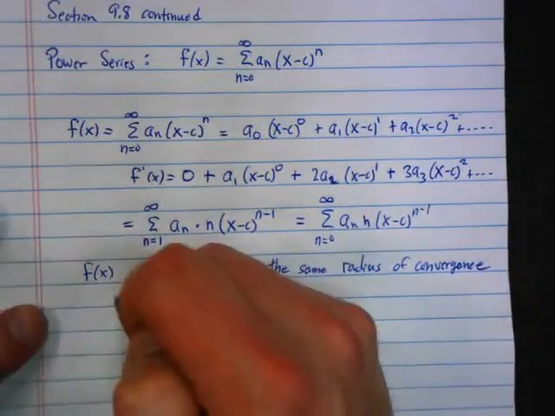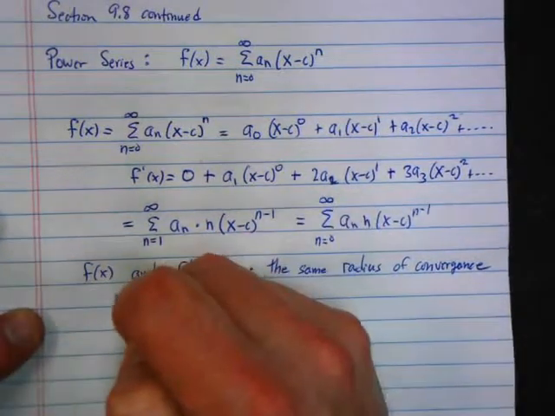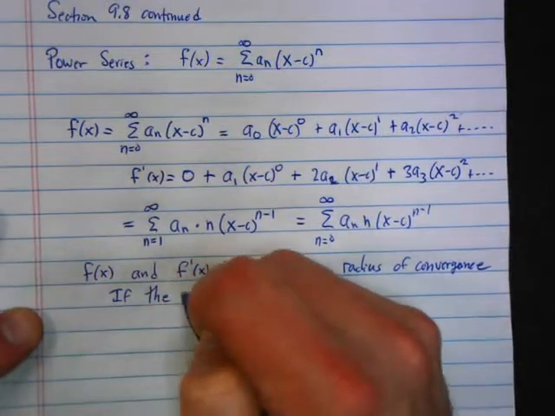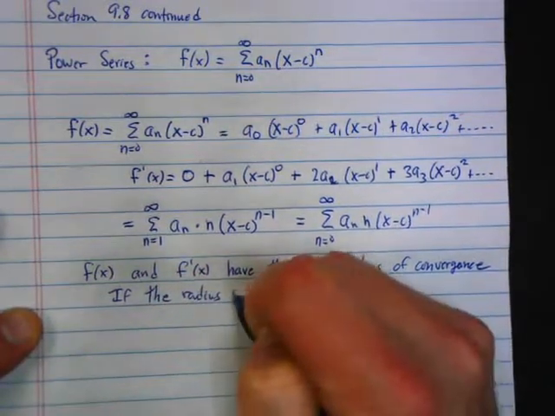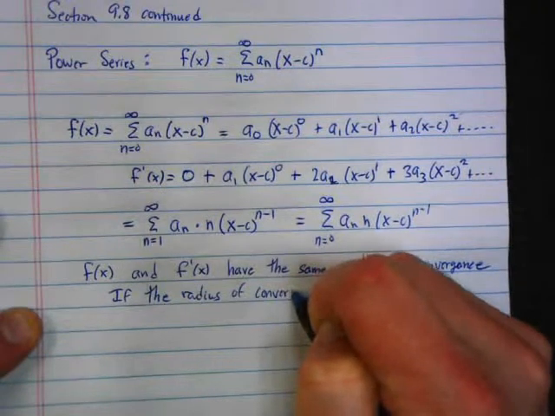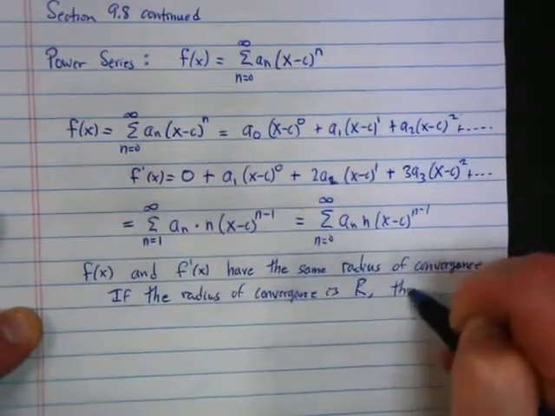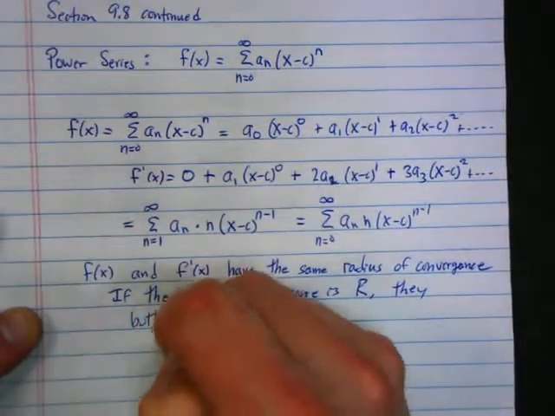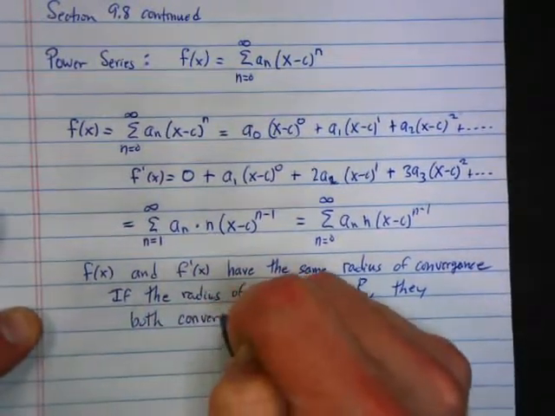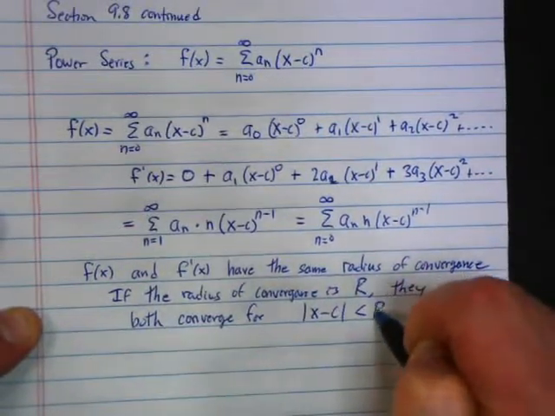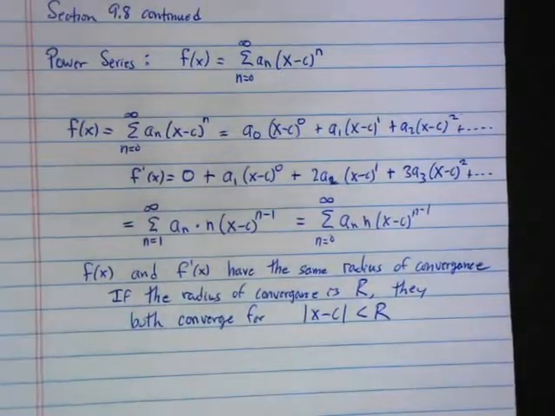So, what it means is, if the radius of convergence is r, they both converge for absolute value of x minus c less than r.